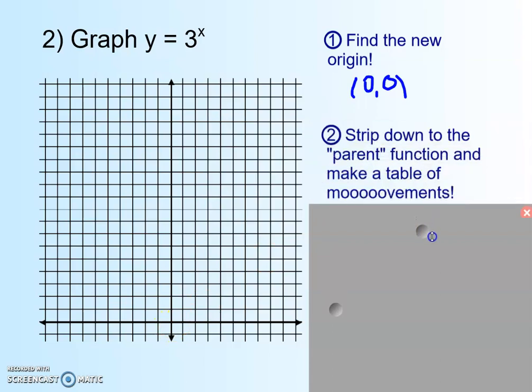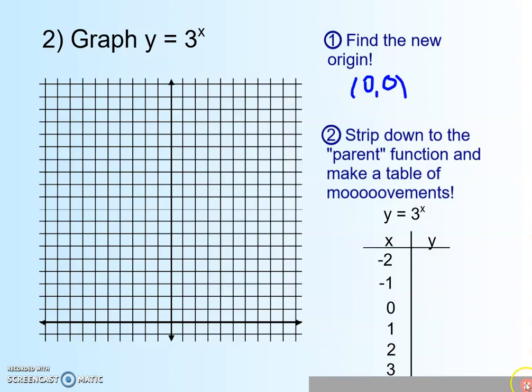Then we strip down the parent function and we make a table of those movements. So there's my parent function. There's my table. I use the same table as before. This time when I plug in -2 for x, remember the base is 3. So 3 squared is 9. The negative flips it. It's 1/9. From my origin, I'm going to move left 2 and up 1/9. Oh, that's a tiny bit.